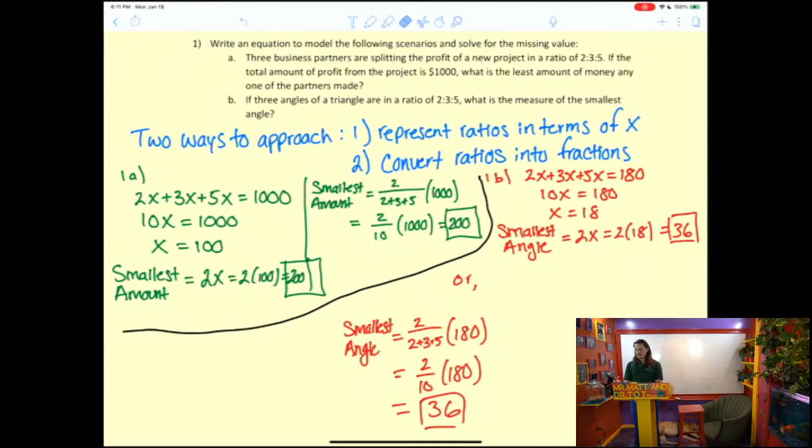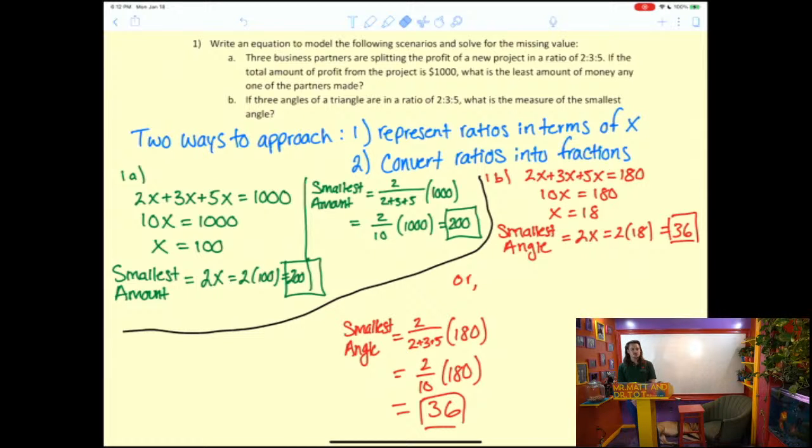If x is equal to 18, that's the common multiple that we need to evaluate by substituting into the expression that represents the characteristic that the question's asking about. Here, they're asking what is the measure of the smallest angle. The expression that represents the measure of the smallest angle is 2x. So 2 times x, or 2 times 18, is 36 degrees. So the answer to 1b is 36.